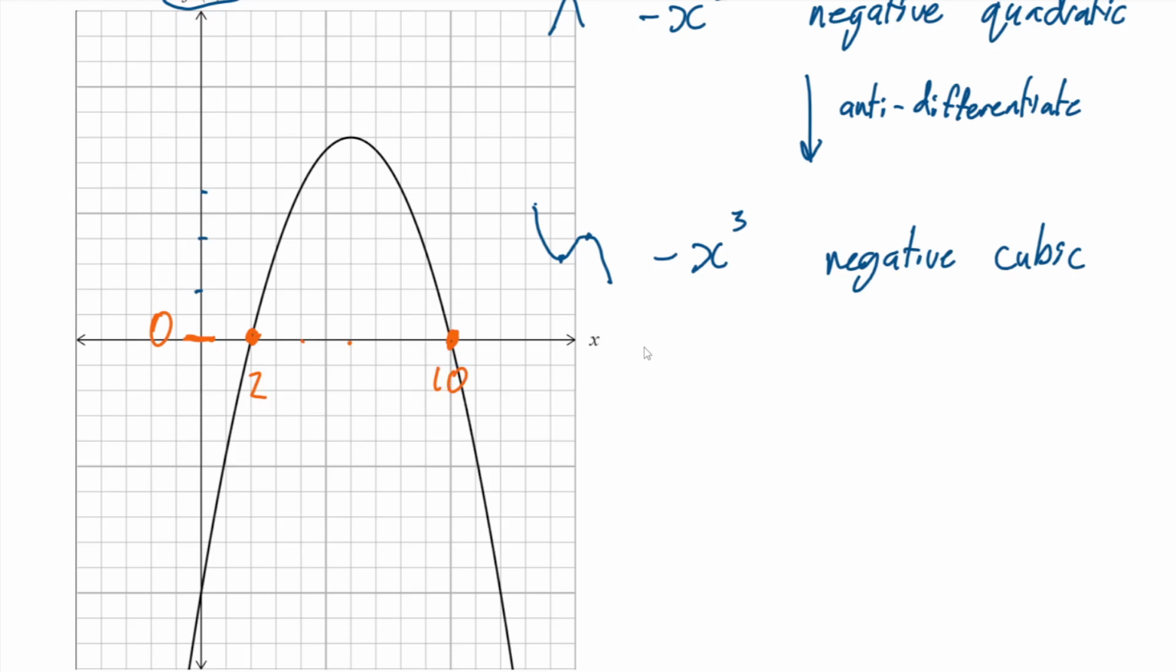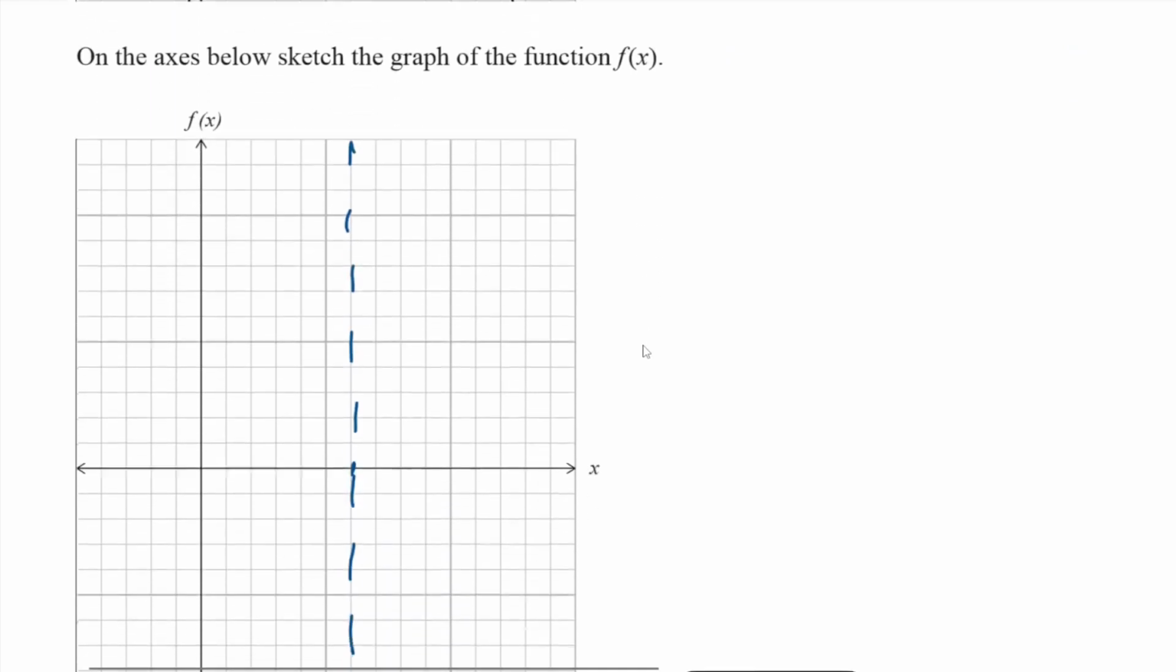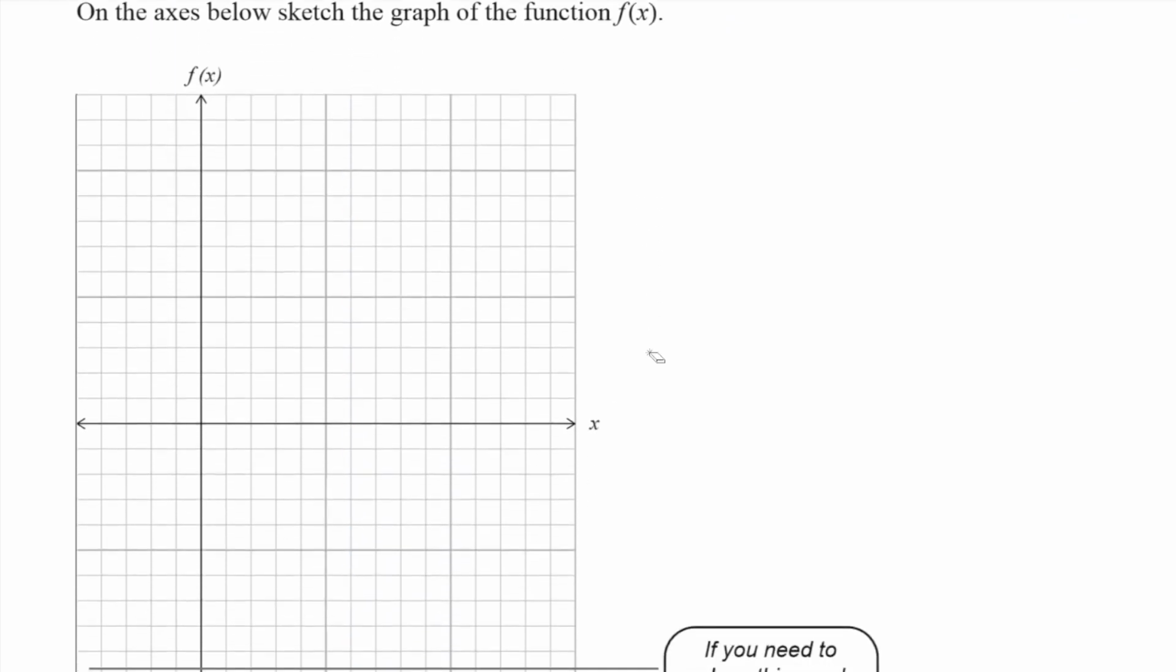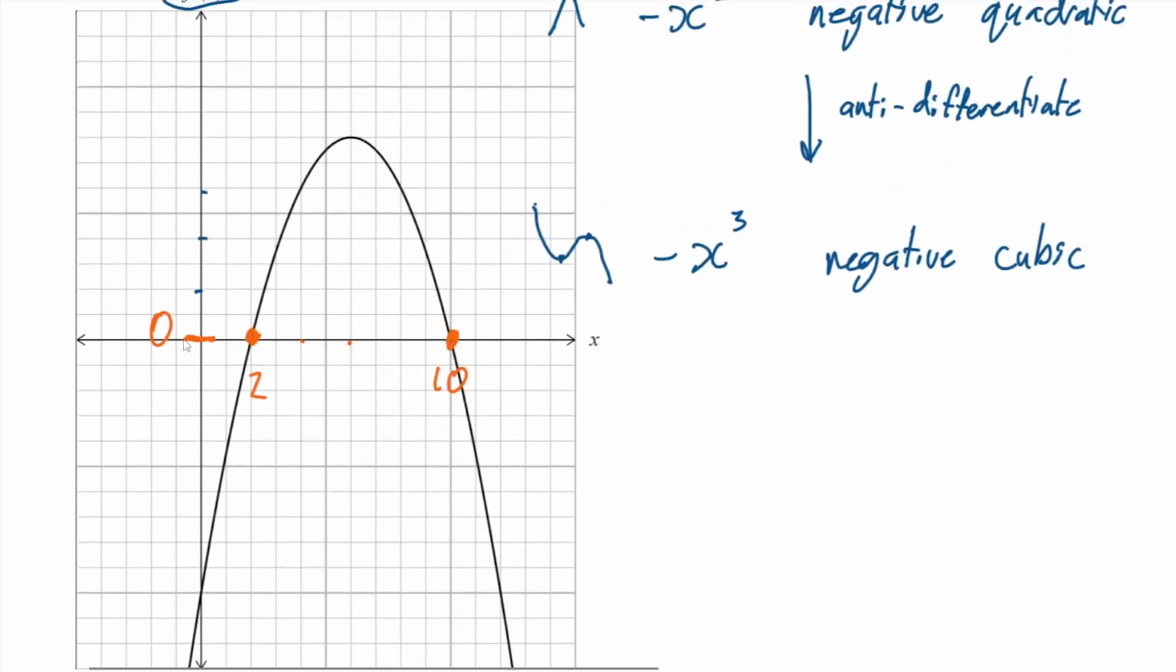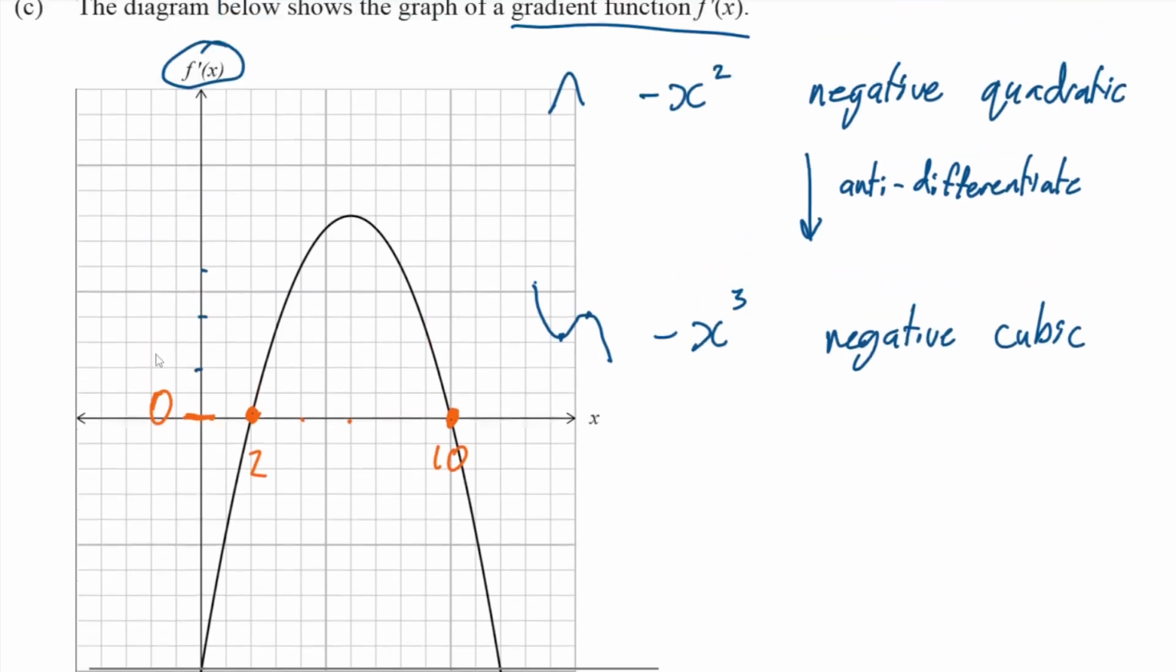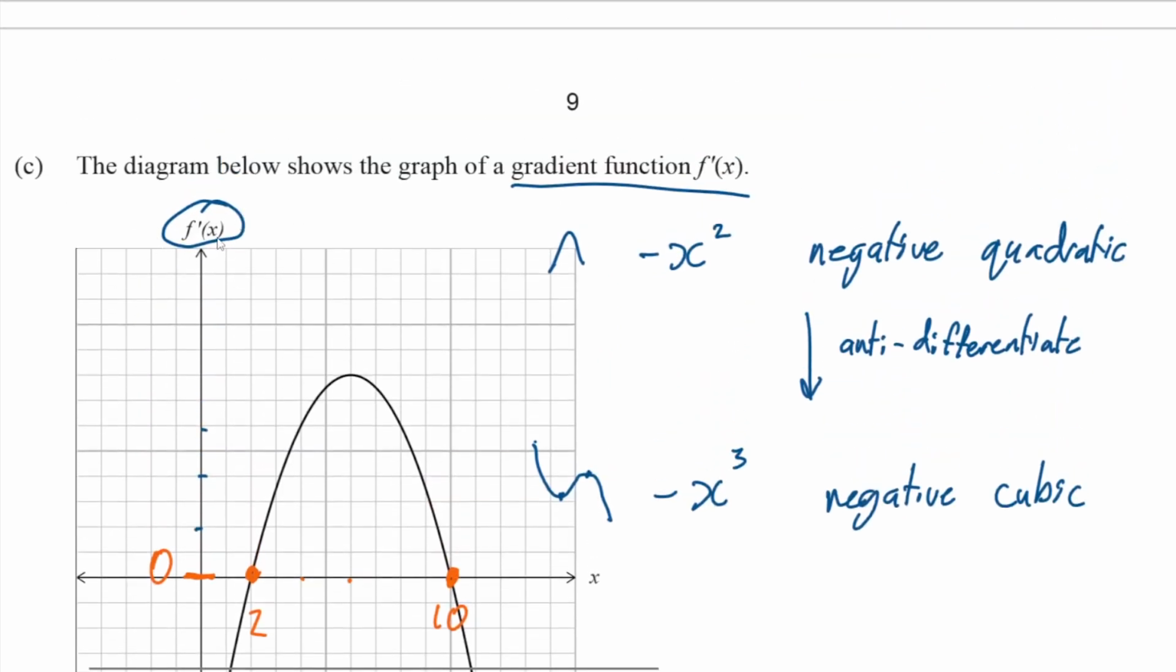So on our original function, just to help us with the sketch, I'll put in a dashed line when x equals 2 and x equals 10. Our function will have turning points in line with those lines, because the gradient function, the output, the y value is 0, which is the gradient of our original function.